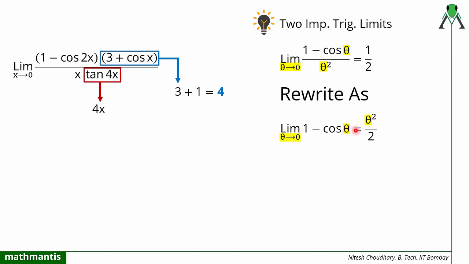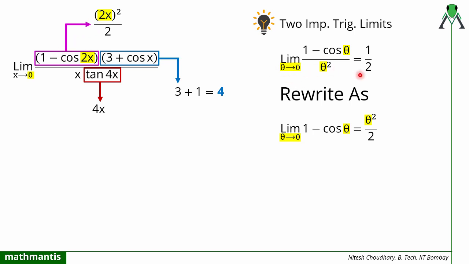Here theta is approaching 0. If you look at this question, here it is 1 minus cos of 2x. Remember, this is not theta, this is x, and x is approaching 0. So the theta will become nothing but 2x. So here you will write theta whole square by 2. It means you will write this expression as 2x whole square by 2. You can always write this.